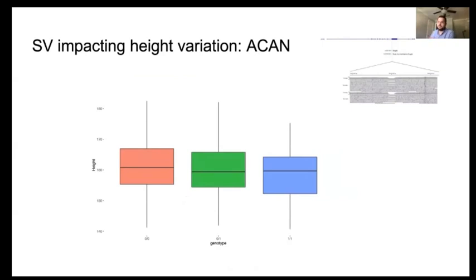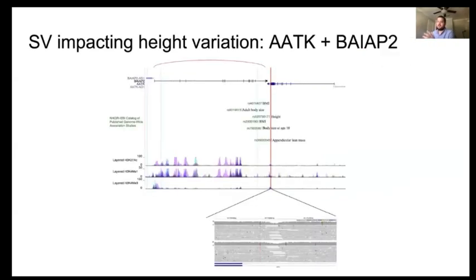Another interesting find was this 51 base pair deletion that overlaps an enhancer in the intronic regions of AATK, which is also an interesting locus responsible for height and body weight. As I said, this overlaps the enhancer, not the gene directly. However, we found multiple hits, indicated down here with a connection map that connects these two loci together.